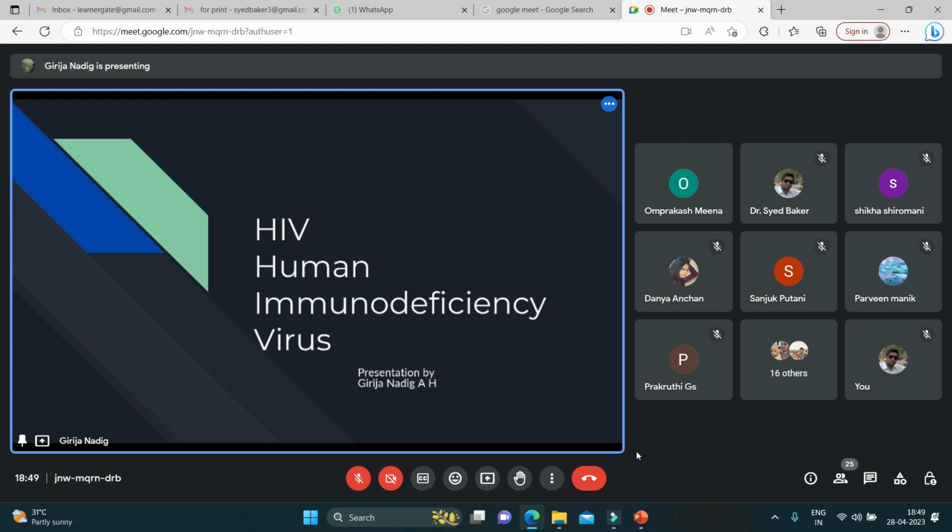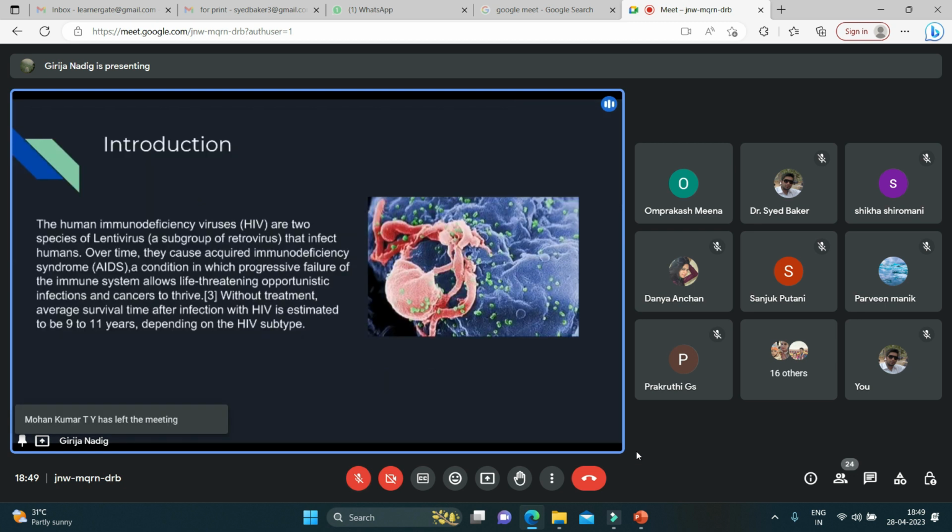AIDS, acquired immunodeficiency syndrome, is a syndrome caused by a virus called HIV, human immunodeficiency virus. The illness alters the immune system, making people much more vulnerable to infections and diseases. HIV is found in the body fluids of an infected person. The virus is passed from one person to another through blood to blood and sexual contact.